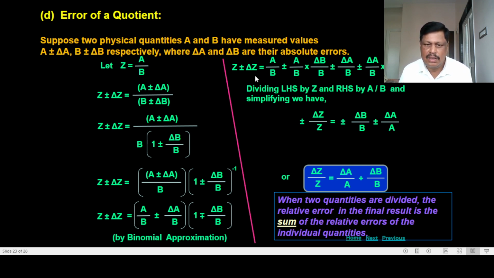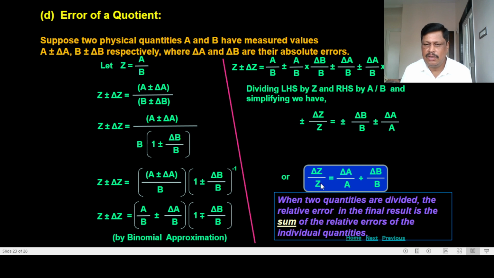So Z plus or minus delta Z is equal to A by B plus or minus A by B into delta B by B plus or minus delta A by B plus or minus delta A by B into delta B by B. Dividing LHS by Z and RHS by A by B, and simplifying, we get this final equation: plus or minus delta Z by Z is equal to plus or minus delta B by B plus or minus delta A by A. Finally, we get delta Z by Z is equal to delta A by A plus delta B by B.